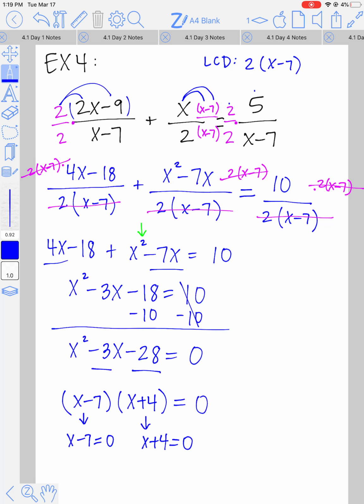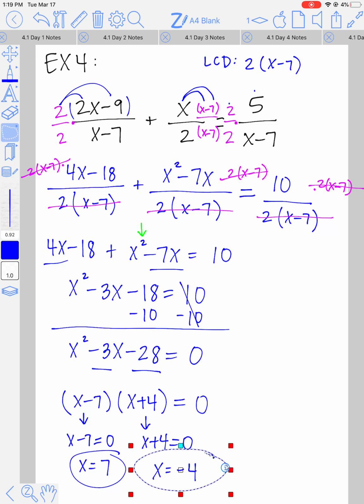And we can add 7 to this side to get x by itself. We'll have x equals 7 there. And with the x plus 4, we'll just subtract 4 from both sides to get x by itself. And we're left with x equals negative 4. So again, just like the last one, we'll have two possibilities for our answer for number 4, x equals 7 and x equals negative 4.